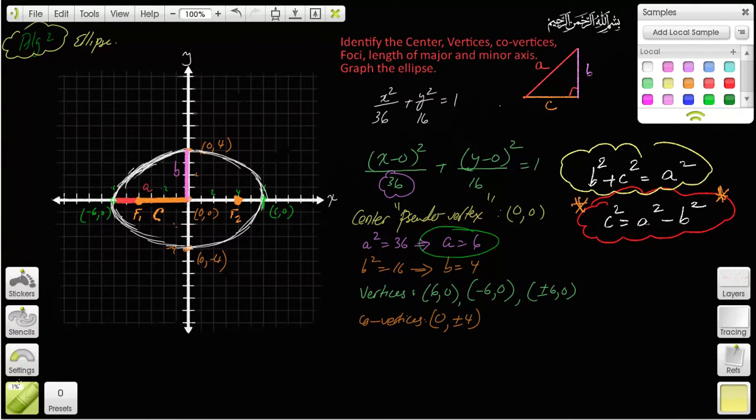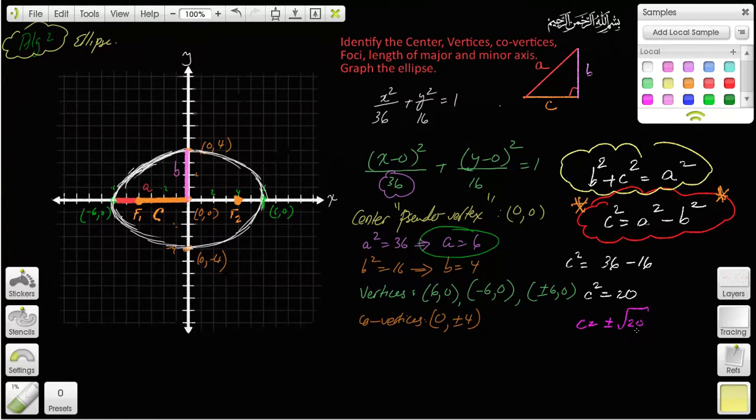So in our case, let's find c. So c squared is going to be, we know what a squared is, it's given to us. A squared is 36, b squared is 16. And you can't flip it anyway because you're not going to be able to take the square root of a negative number. So c squared is going to be equal to 20. Now you take the square root of 20, so c is going to equal plus or minus square root of 20 like this.